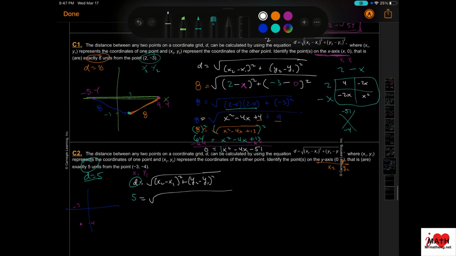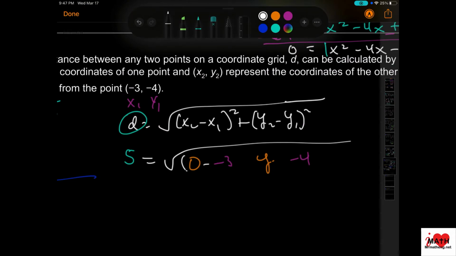My x2 value over there in orange is 0. And my y2 value is the value y. In pink, my x1 value is -3, and my y1 value is -4. And I'm going to put everything back in white. All right, let's clean this up. So I have 5 equals the square root of 0, opposite of -3 is +3, so 0 plus 3 squared is 9, plus y plus 4 squared.